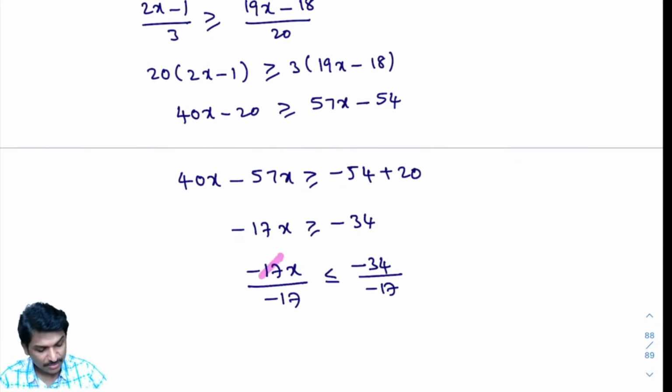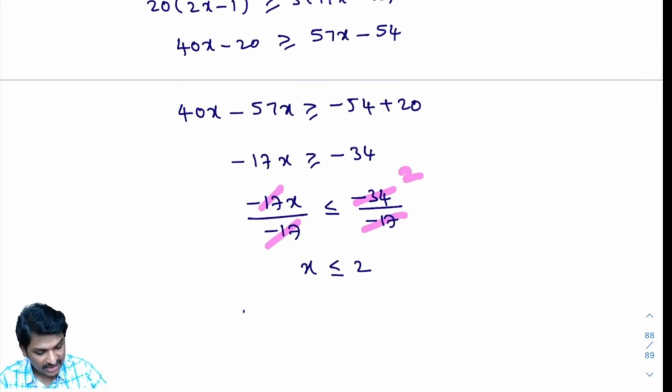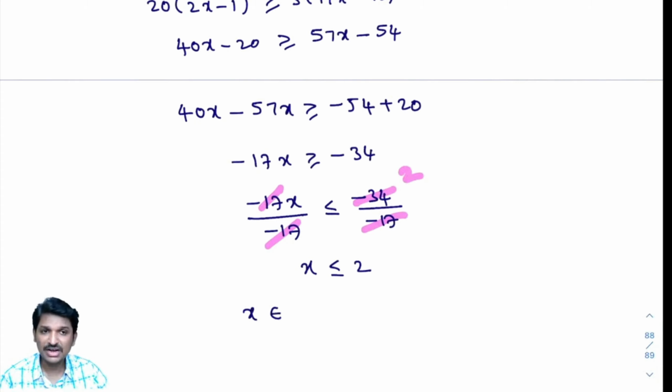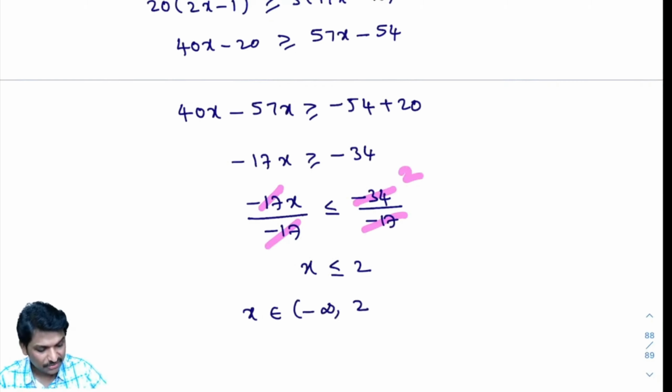Now look here, this minus 17 will get cancelled. And this minus 17 in this 34, 2 times. What will you get here? You will get that x is less than or equal to 2. So how to write this in interval form? You know that on the number line, the left hand side part of 2, all numbers are less than 2. So x belongs to the interval minus infinity to 2.